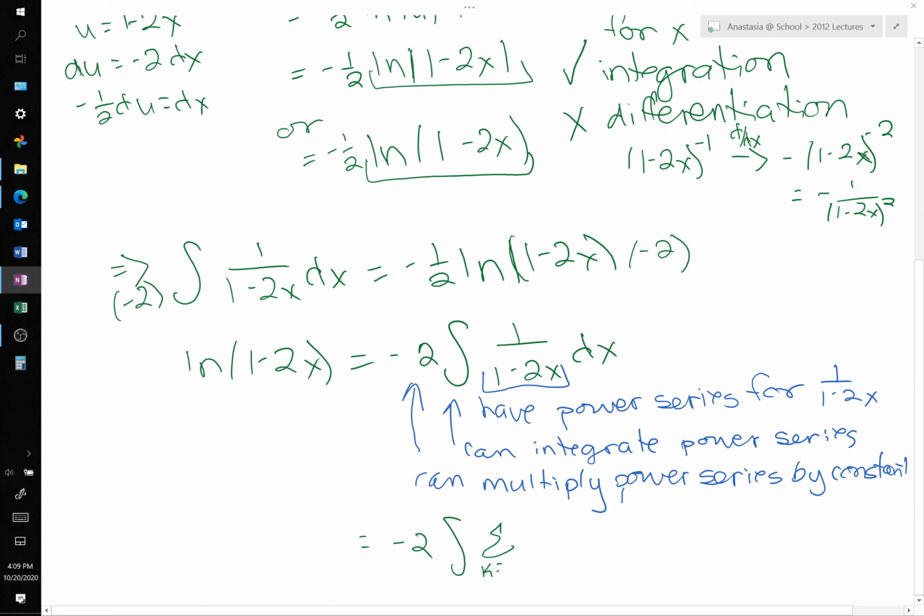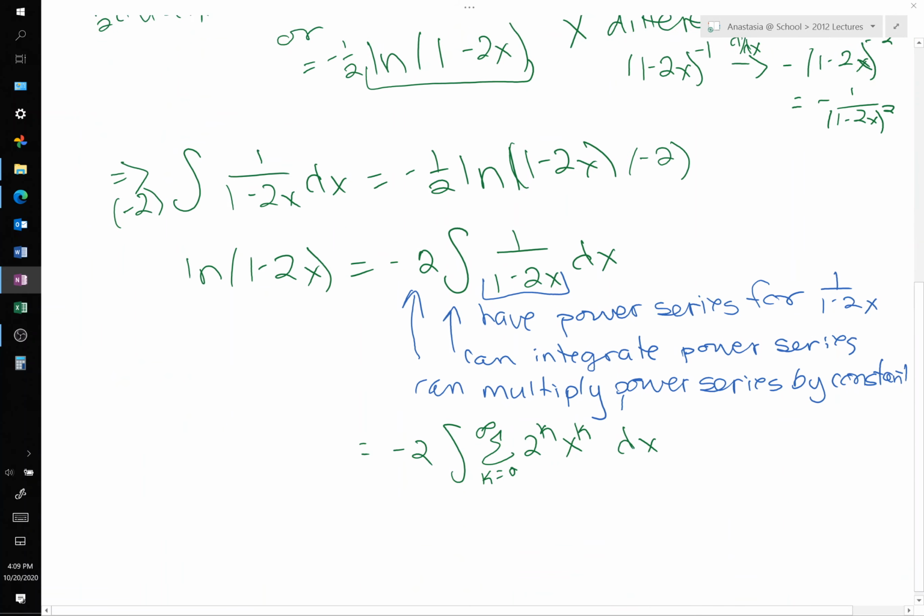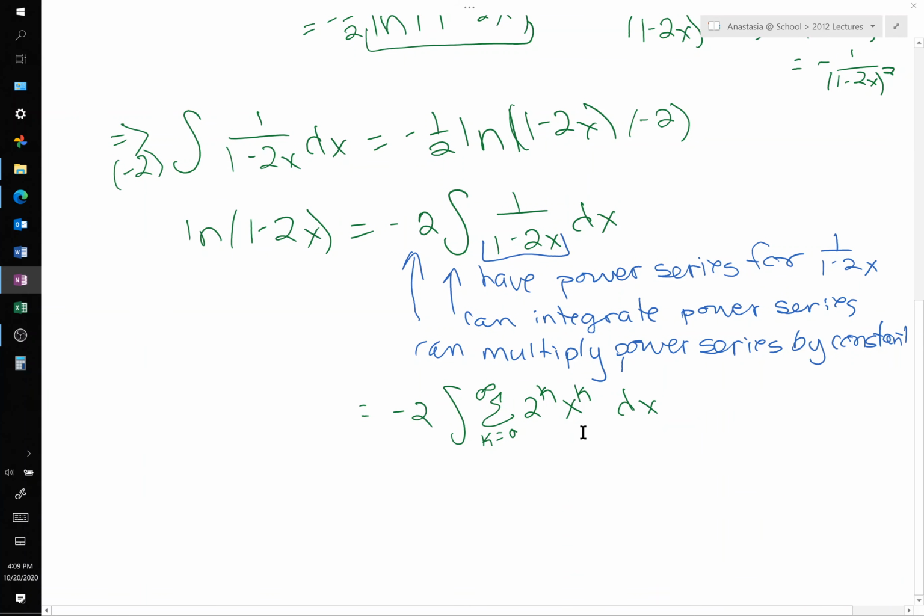Let's see if I can remember correctly. The sum from k equals 0 to infinity of 2 to the k x to the k. And let me check that real quick. Yes. So we're going to integrate this with respect to x. We can integrate this term by term because that's how we integrate and differentiate power series. So it might be helpful if we actually write out our terms. So that was 1 plus 2x plus 4x squared plus 8x cubed plus so on and so forth.